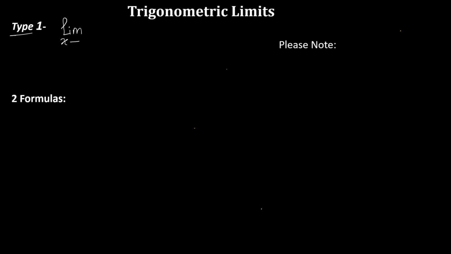x tending to 0, and the special thing about type 1 is that our limit will be tending to 0, or our variable will be tending to 0. And the function that we have is f of x. So we need to evaluate this limit for this function f of x, and since we are looking at trigonometric limits, this function of x will be trigonometric, of course.